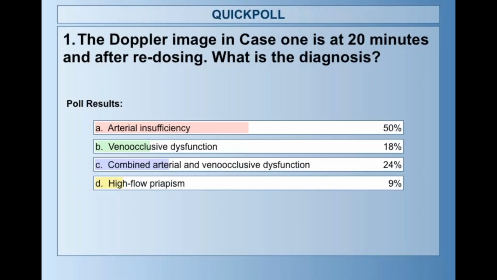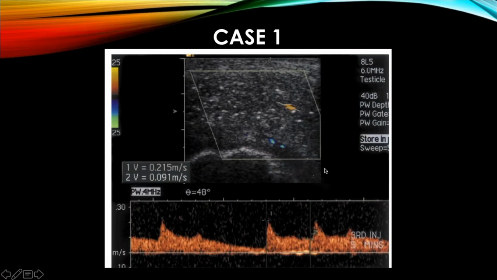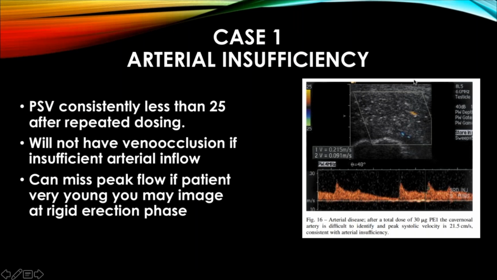And here are the results. Most of you thought this was arterial insufficiency. 18% thought it was veno-occlusive. 24% thought it was combined, and 9% thought it was high flow priapism. So what is this? Let's see. So this is arterial insufficiency, because at some point you do get an end diastolic that's almost 0.